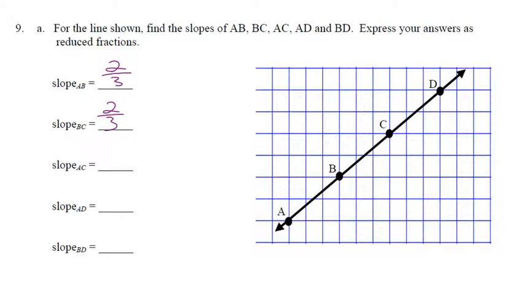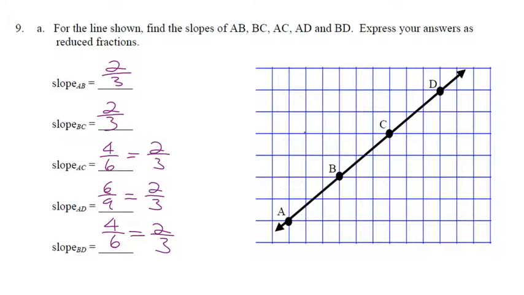What's the slope of AC? 2, 3, 4. 1, 2, 3, 4, 5, 6. What's the slope of AD? 6 over 9, which reduces to? What's the slope of BD? 4 over 6, which again reduces to 2/3.